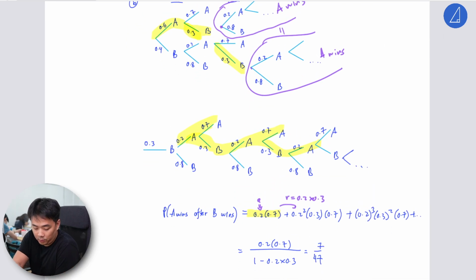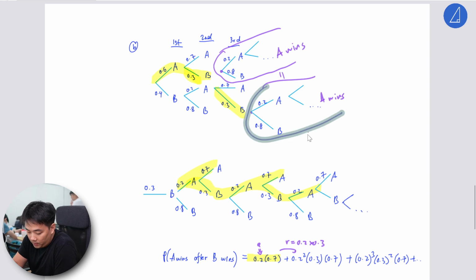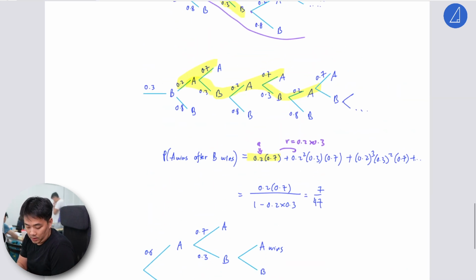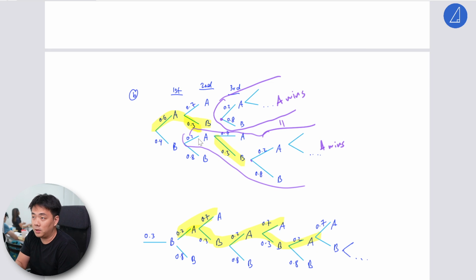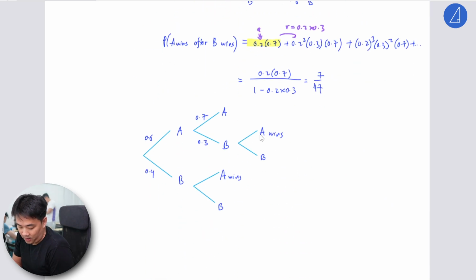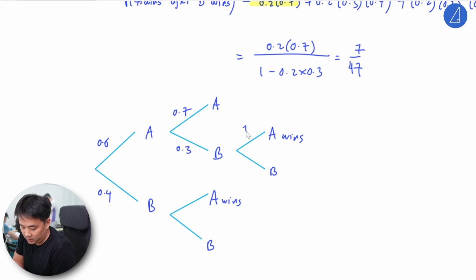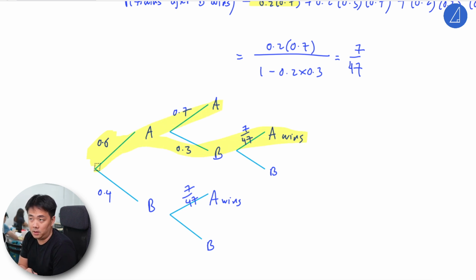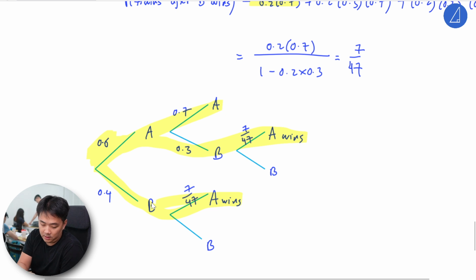In fact, I could also replace this entire thing with this guy here. So the tree diagram would be this. The first one could be reduced to this guy. It's just gonna be A wins after that. It is an infinite series. I'm gonna put 7 over 47 here, 7 over 47 here. To find this, we need to do that because the first one is 60%. That's the messed up part, right? So we just need to sum this up.